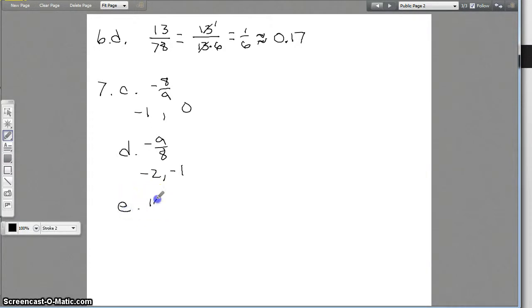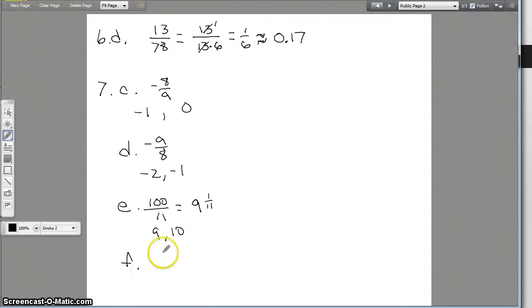Okay, part E is 100/11. Now it's going to be helpful to think about how many times can 11 go into 100. If we write this as a mixed number, it's a much easier problem. So 100/11 is going to be 9 and 1/11, because 9 times 11 is 99, and then one more makes 100. Since it is 9 and 1/11, that means it's going to be between 9 and 10.